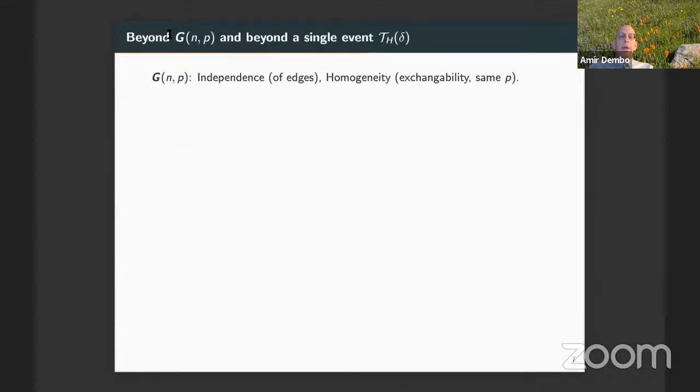Okay, so now that we have the large deviation results for G(n,p), the Erdos-Renyi random graph, and a single count T_H delta, we would like to answer the question, in what sense is it important to take this particular random graph model, and in what sense is it important to take a single subgraph count? Can we take multiple subgraph counts, look at joint large deviation? Can we take other graph models? So what is special about the Erdos-Renyi model?